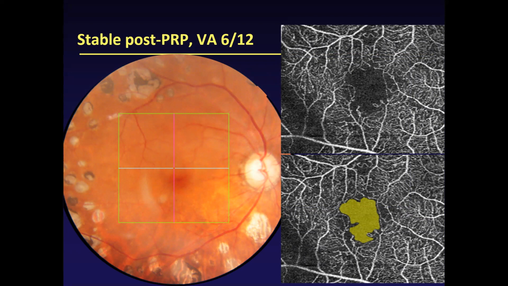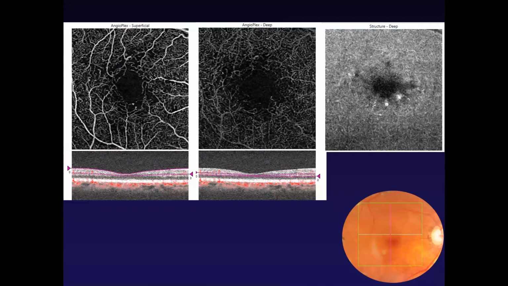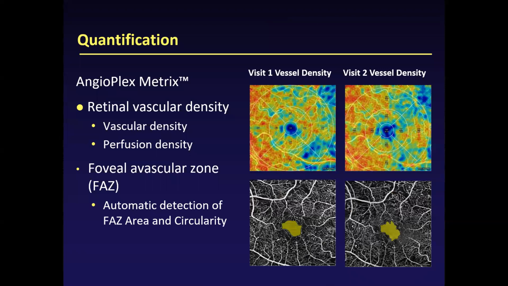So clinically, we would call this eye quite a successful, stable post-PRP eye. But look at the OCT angiography. Despite the relatively good vision of 6/12, FAZ is enlarged as well as irregular. Not only that, we can also appreciate the changes are often even more marked in the deep plexus, which is not well visualized in the FFA.